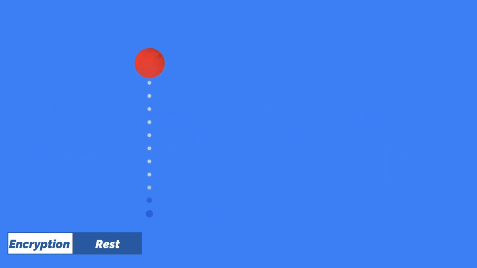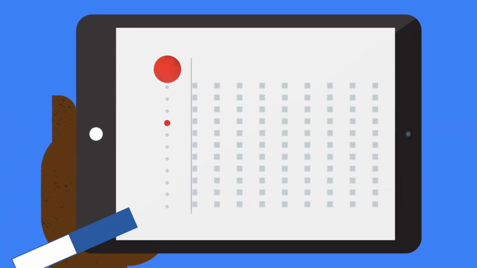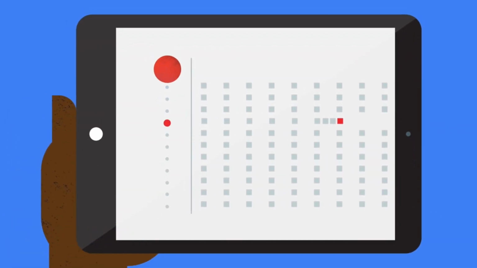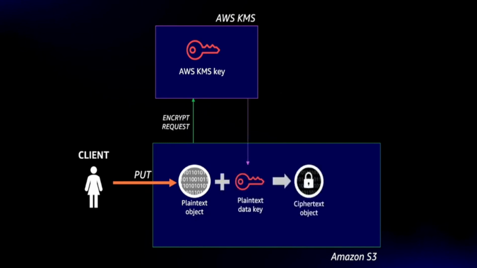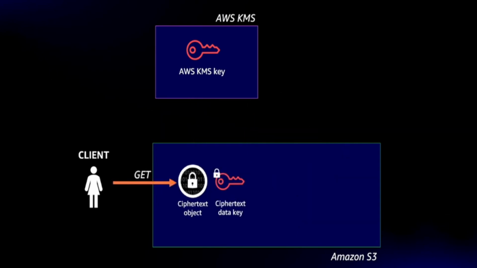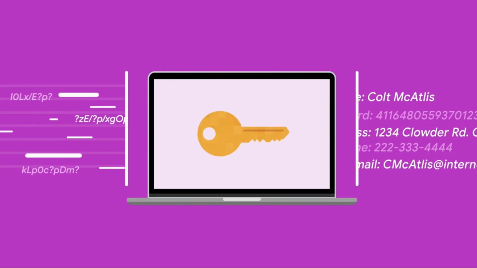The next important type is encryption at rest. This is when your data is stored on disks in Amazon S3 data centers, so the data is only sitting there and nothing is being transmitted. This is why it is called encryption at rest, and this is also known as server-side encryption. And there are three different types.